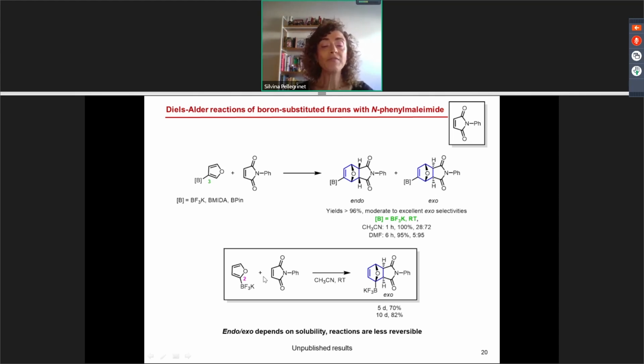And in this case, we were very happy to see that we could obtain the products when the trifluoroborate was at carbon 2. And this reaction takes much longer. It takes 5 days to give 70% and 10 days to give 82%, but it gives the exo cycloadduct exclusively. And the reactions for these dienophiles seem to be less reversible.